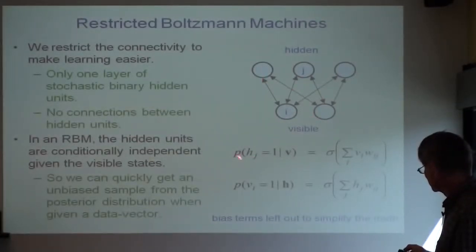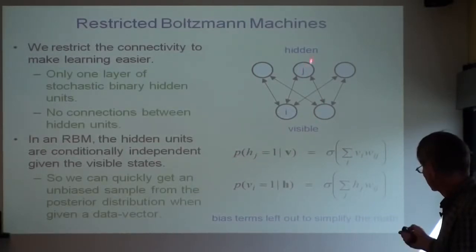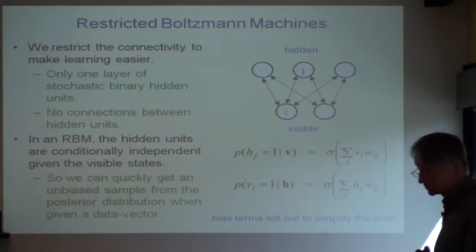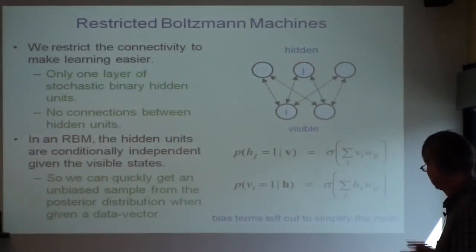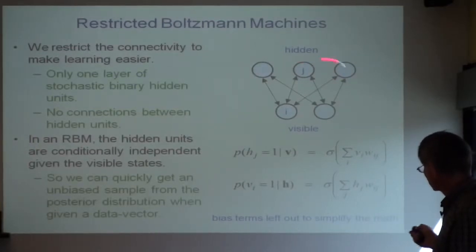And the inference procedure just says the probability of turning on hidden unit hj, given this visible vector v, is the logistic function of the total input it gets from the visible units. So very simple to infer the hidden variables. Given the hidden variables, we can also infer the visible variables very simply.